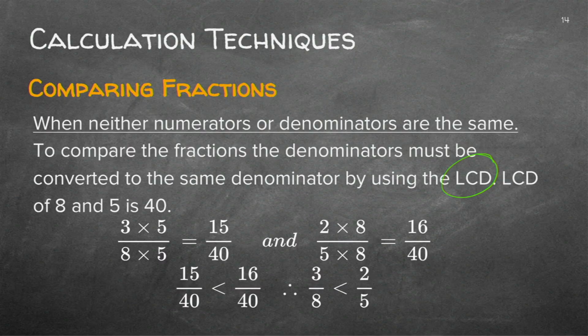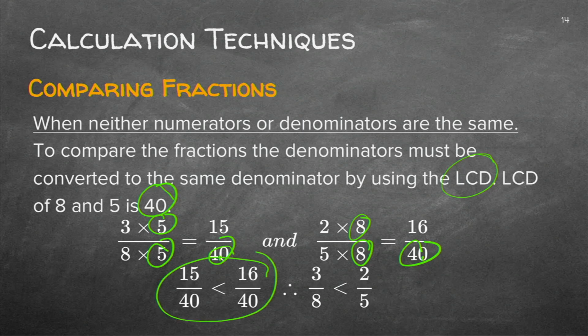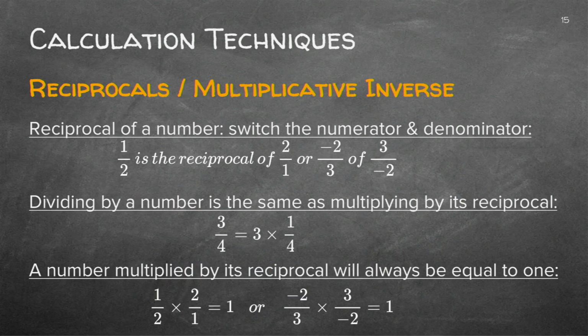So you're going to change the 8 and the 5 to the same lowest common denominator, which is 40. And then you're going to change the numerators and denominators so that it all ends up with the same denominator. But what you do to the denominator, you must do to the numerator. As I said, we will do this again in the next lesson. In the end, we see that 3/8 is 15 over 40 and 2/5 is 16 over 40. And now you can see which one is the smaller or the greater. So 15 over 40 is less than 16 over 40.